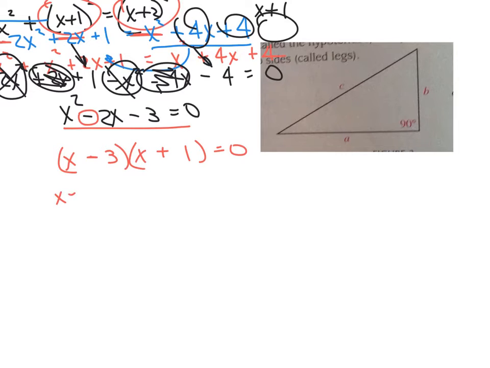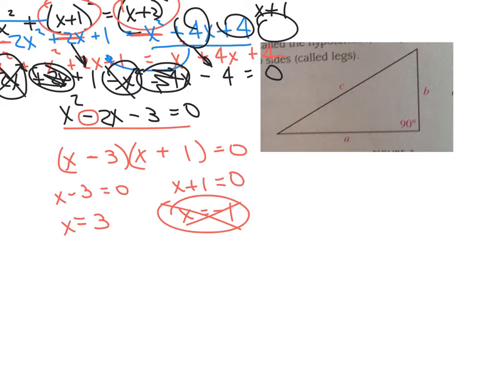So, x minus 3 is 0, or x plus 1 equals 0. Over here, x is 3. Over here, x is negative 1. Okay, so when we look at this, one thing to realize is we cannot get the length of a side as a negative, so that one goes away. So, x equals 3. Alright, so we were looking for x plus 1, and x plus 2.